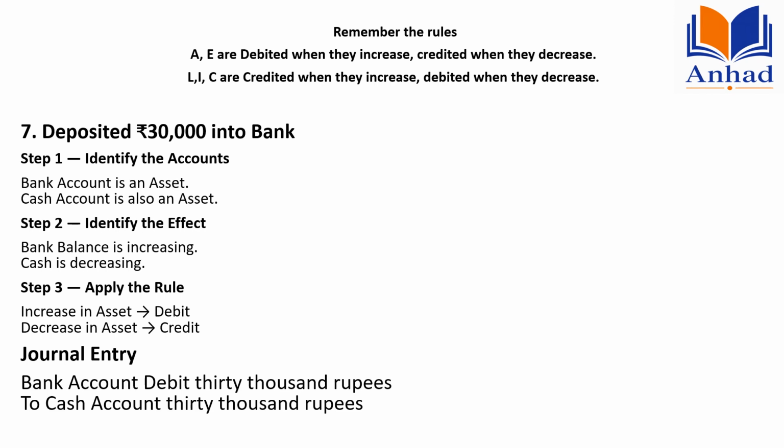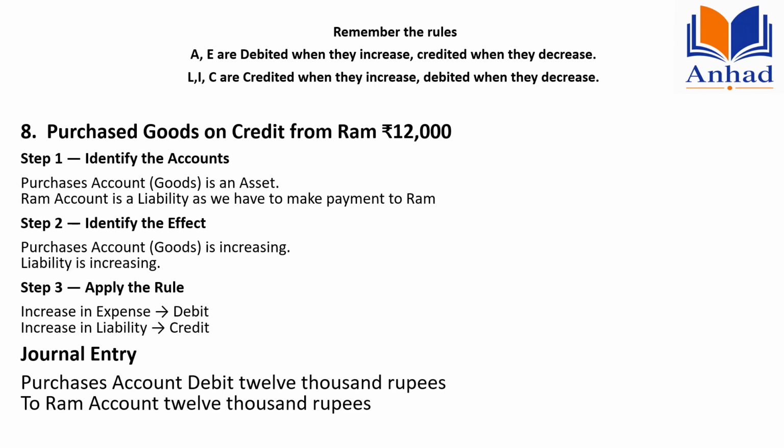Transaction 8. Purchased goods on credit from Ram for 12,000 rupees. Step 1. Identify the accounts. Purchases account is an expense. Ram's account represents a liability. Step 2. Determine the effect. The expense is increasing. The liability is increasing.